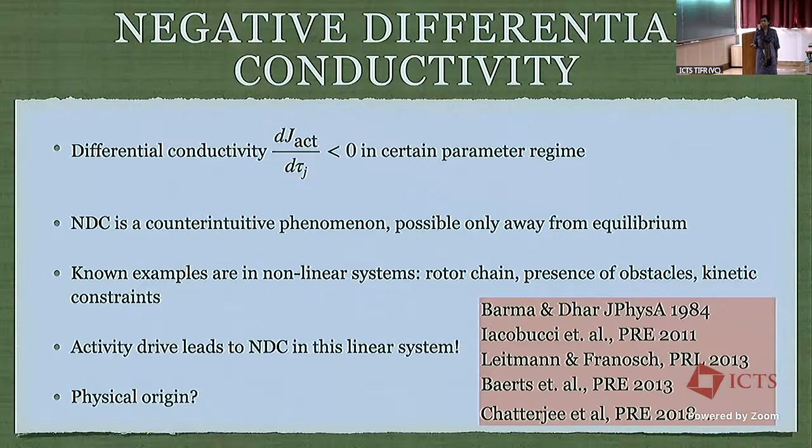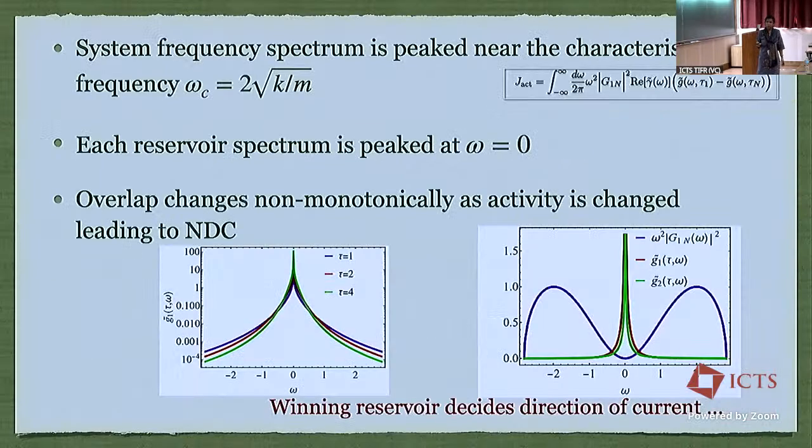So the question next is, of course, what is the physical origin? Like in thermodynamics, we have this gradient description. Can we describe this drive in terms of some gradient of some observable or some variable? We don't have a very good understanding of that. We understand this sign change mathematically.